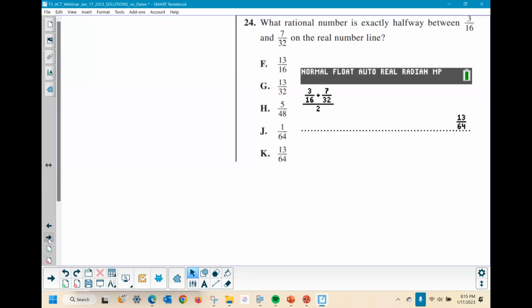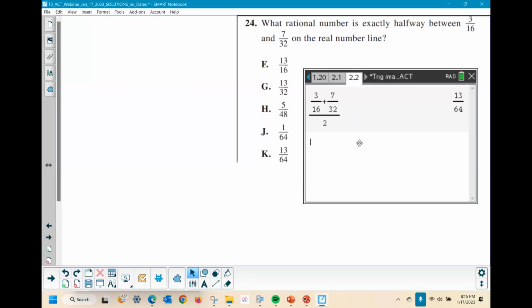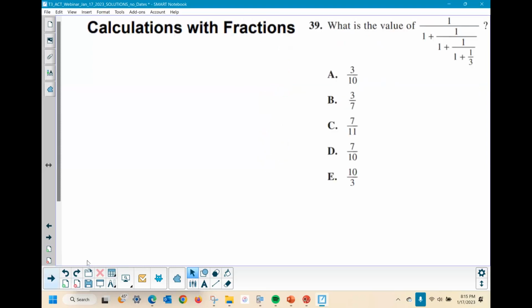So this is what it looks like on the 84. This is what it looks like basically on the Nspire, done very similar. Again, to get the fraction template, control division gets you the fraction template on that one. Now, Jeff, you said you didn't like fractions. Look at this one. This is number 39 from a particular test.